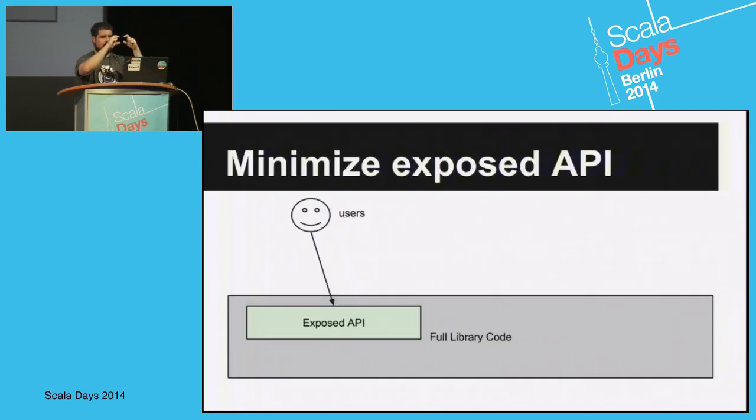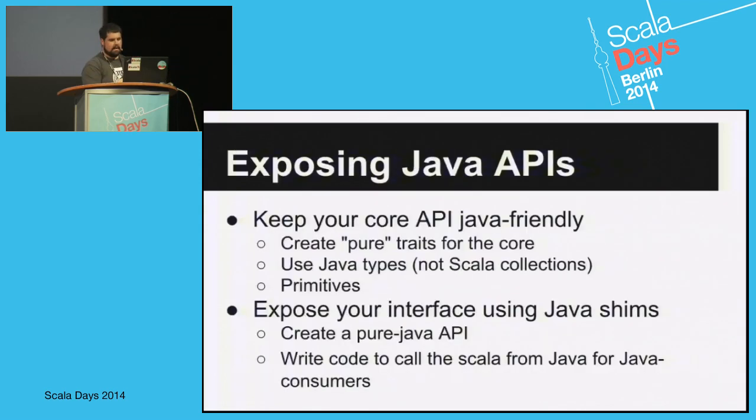So you really want to have this minimized exposed library with full library code in it. What gets interesting is when we start talking about Java. This is all of my advice about Java. You can keep your API Java friendly if you make pure traits in the core. Right? 100% pure. You can also use Java interfaces, which is what I do, just to be safe. I don't want to accidentally pull in something that Java can't look at.